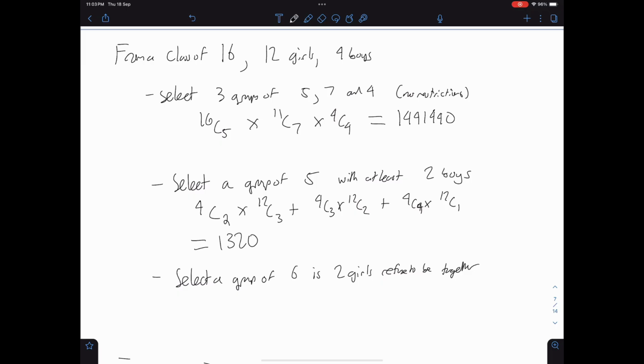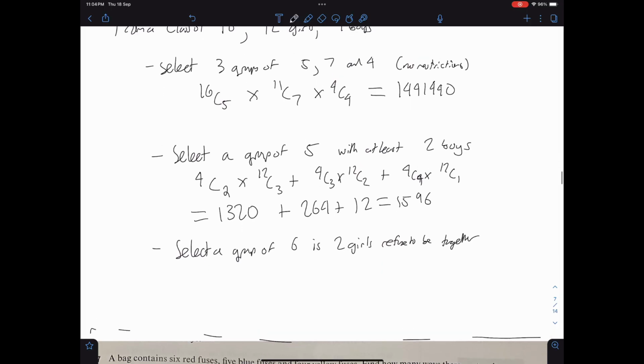So 6 times 12 choose 3 is 1,320. And then say 4 times 12 choose 2 is 264. And add that to 12. So that would give us 1,596 ways.